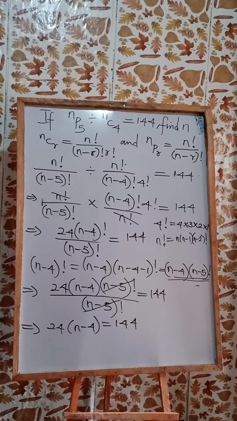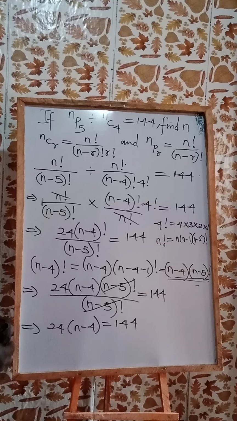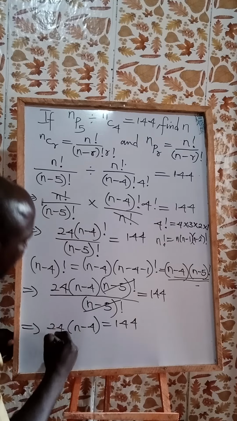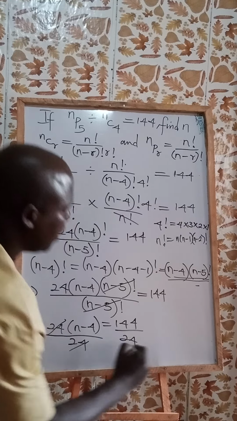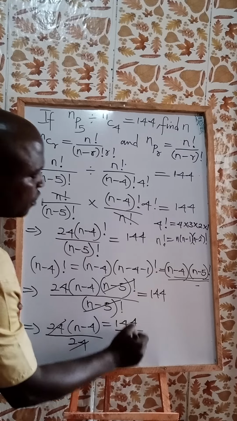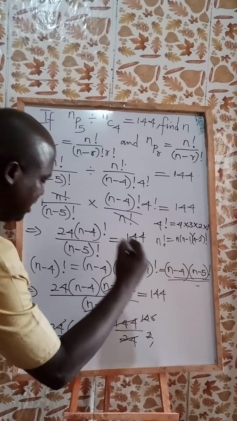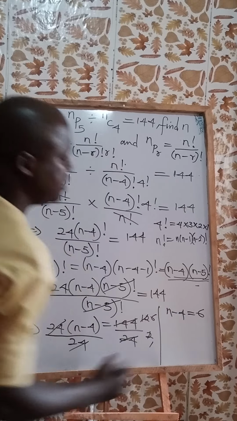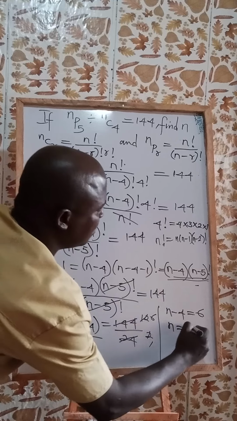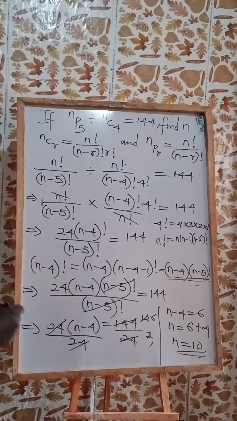So I can now divide both sides, or I can open the bracket. I can use two ways: I divide both sides by 24, or I open the bracket with this 24. So let's divide both sides by 24. If we divide both sides by 24, we cancel 24 on the left, and we have 144 over 24 on the right. What can go in 24? 12 can go. 12 into 144 is 12, and 12 into 24 is 2, so 144 over 24 is 6. That means I am left with n minus 4 is equal to 6. So my n will be 6 plus 4. So n is now equal to 10.